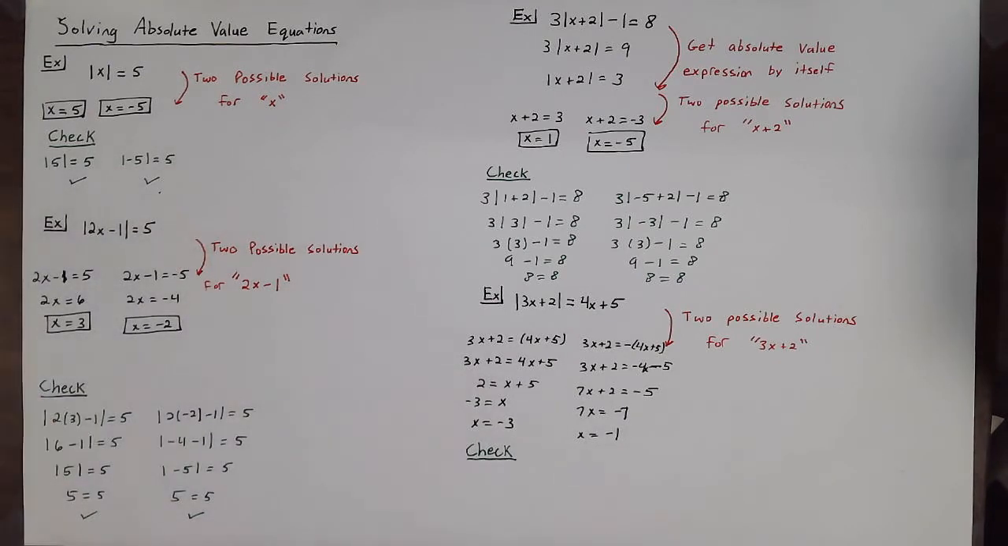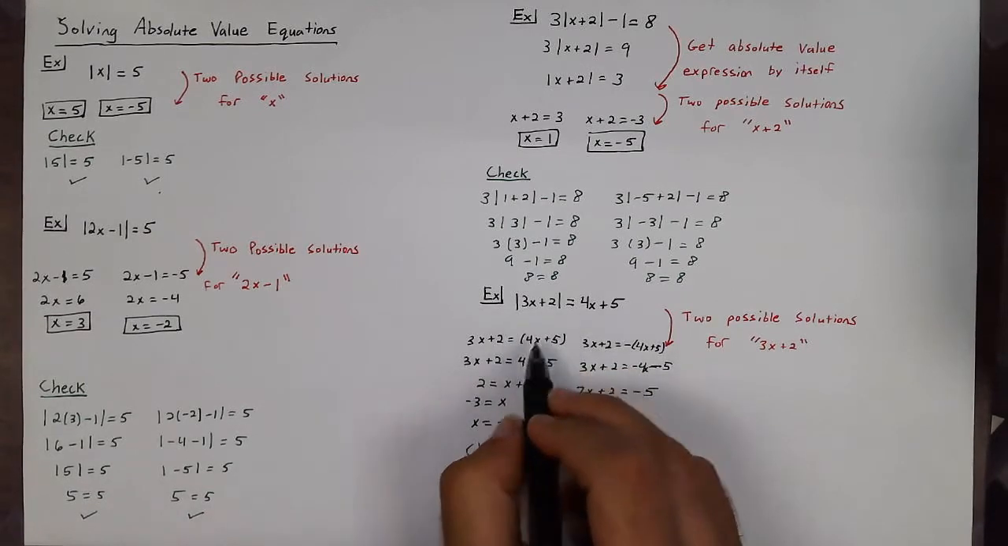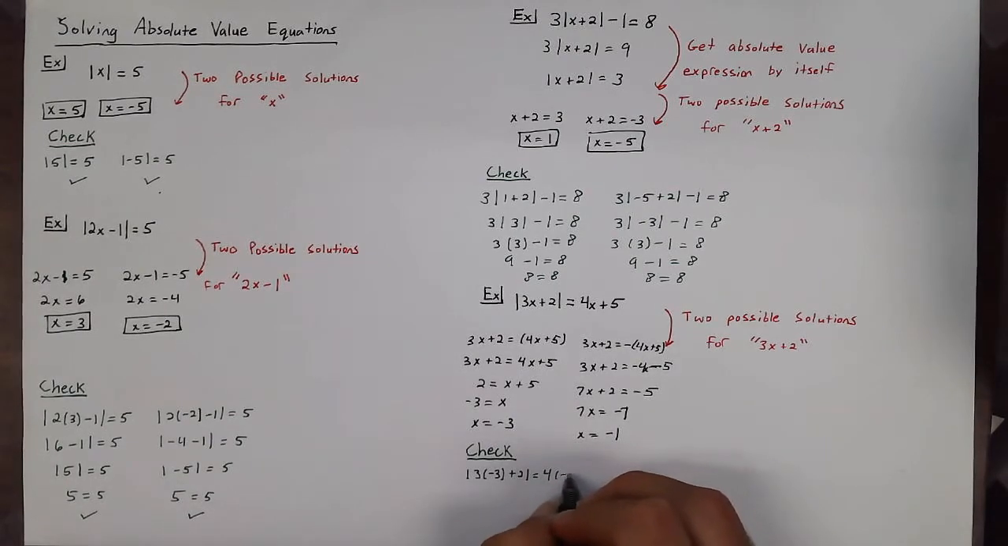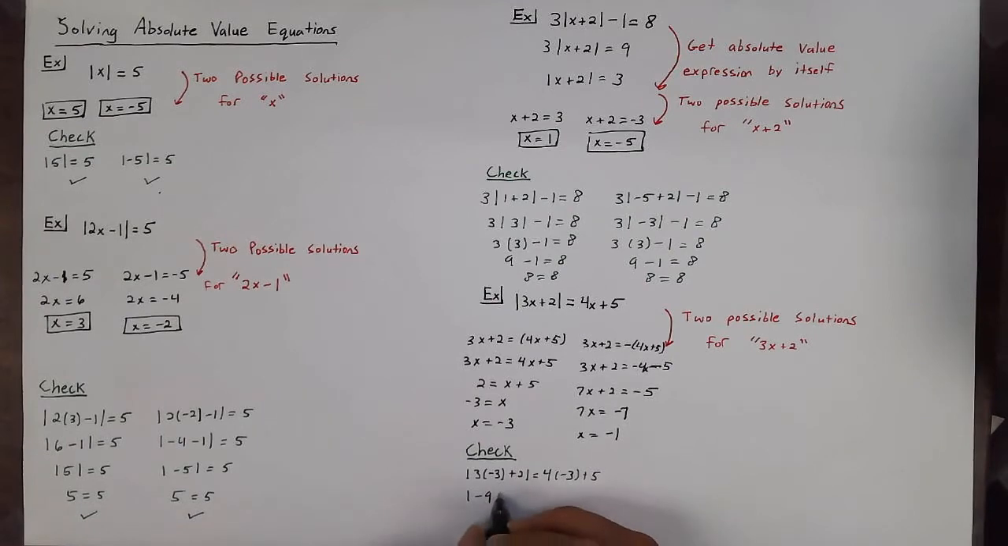which we will still continue to check to make sure they are correct, because we did modify our equation in that first step. When I plug in negative 3, I get the absolute value of 3 times negative 3 plus 2 is equal to 4 times negative 3 plus 5. So we get negative 9 plus 2, which is inside those absolute value bars, is equal to negative 12 plus 5.